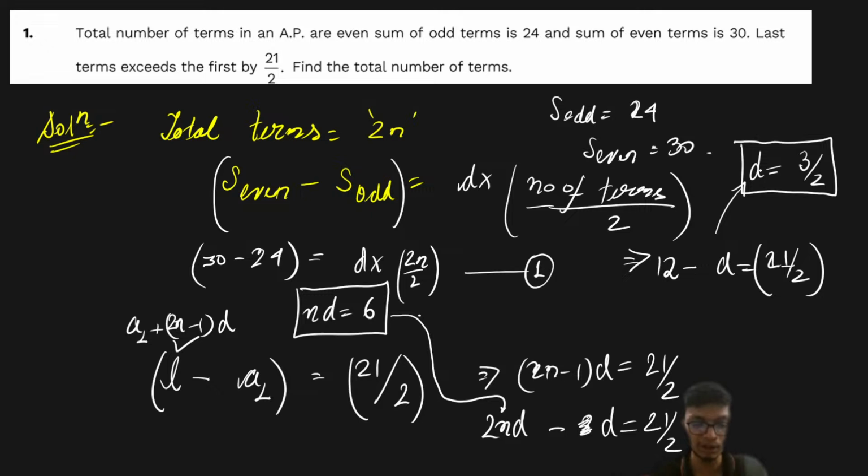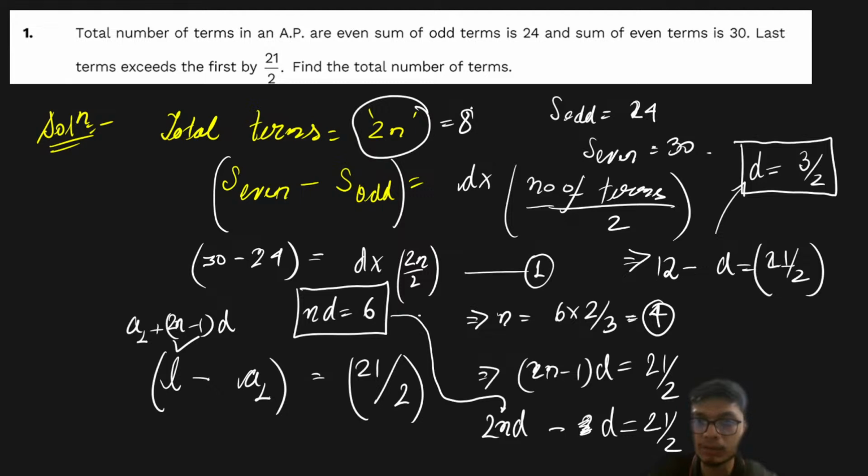Now we have the common difference. So our task is to find the number of terms, and that is very simple. From here the value of n is going to come out as, so n is basically equal to 4. Once we have n equal to 4, the number of terms is 2 times n, which is equal to 8.